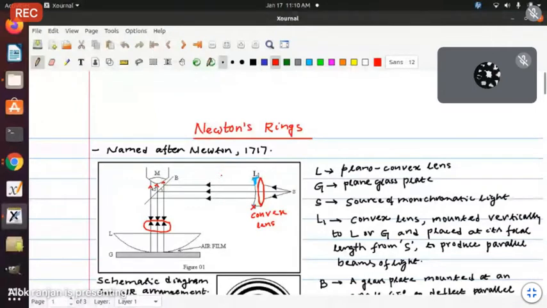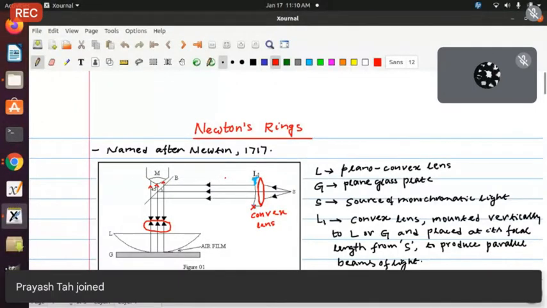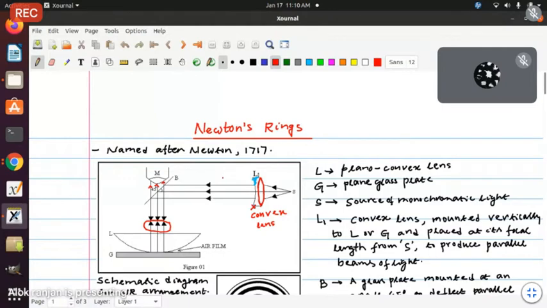And since it is an experiment, you might be interested to know what the apparatus or the experimental arrangement is. Some of you might have already done the Newton's rings experiment in your physics lab, right? And in the virtual lab, we'll also perform the Newton's rings experiment.